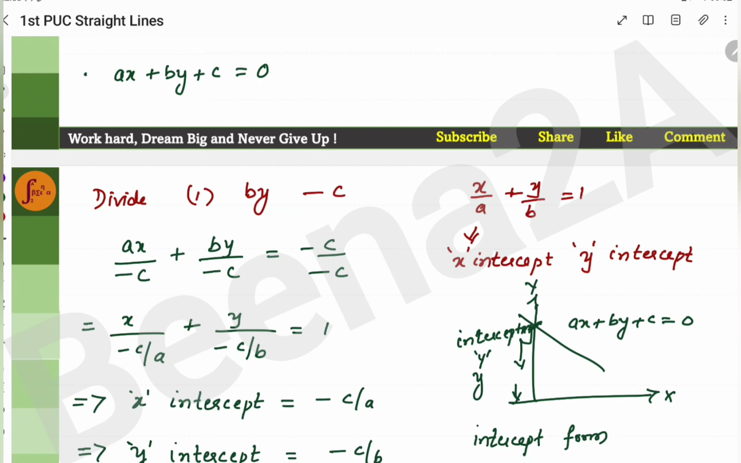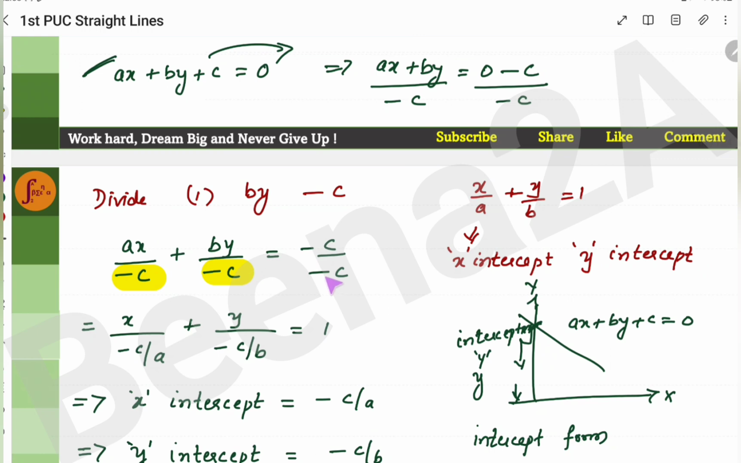So we'll take this general form of equation, ax plus by plus c is equal to 0. Now what we will do is rearrange the terms. We'll bring c to the other side. So it will be ax plus by is equal to, when I shift c here, 0 minus c. Now I'll divide both the sides by minus c, like this. So this will get cancelled and this will become 1. And here I will get ax by minus c plus by by minus c.